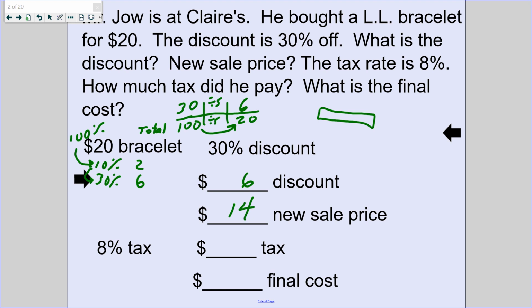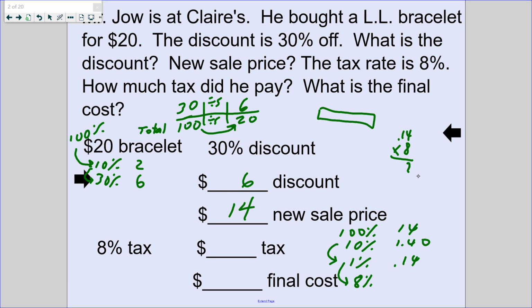Now it's time to find the tax. If 100% is $14, 10% is $1.40 or 1.4 because you divide by 10. What would 1% be? To break it down from 10% to 1%, you divide by 10. So what is $1.40 divided by 10? 14 cents. Now how do you build 1% to 8%? Times 8. So what is 14 cents times 8?